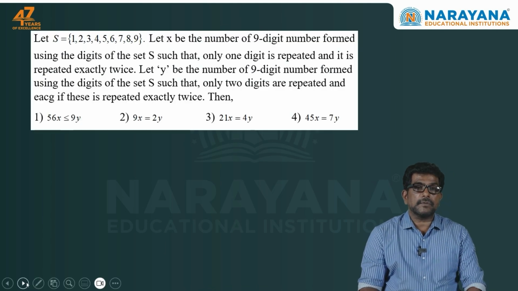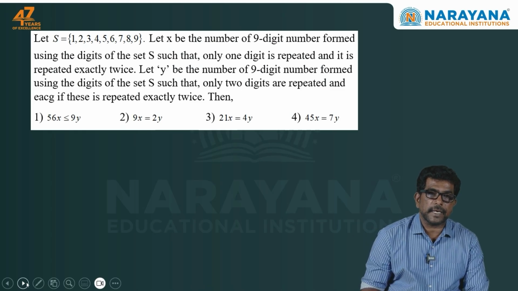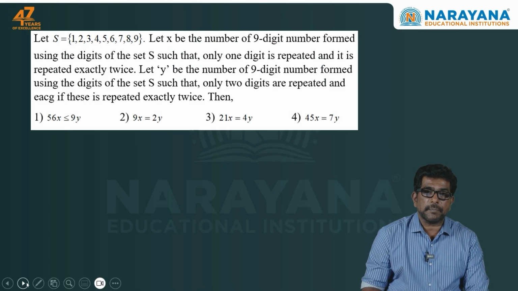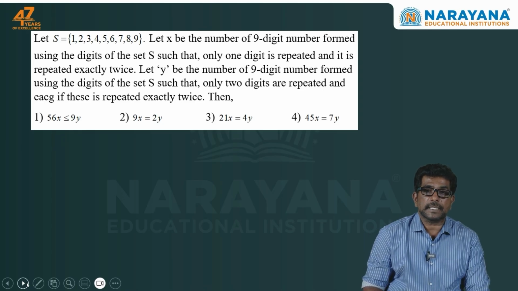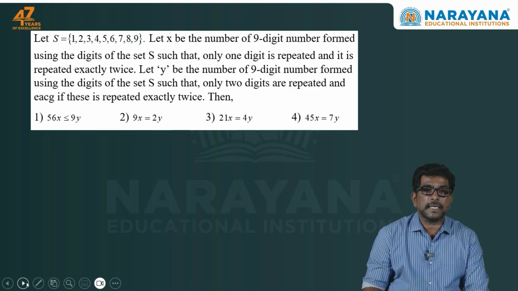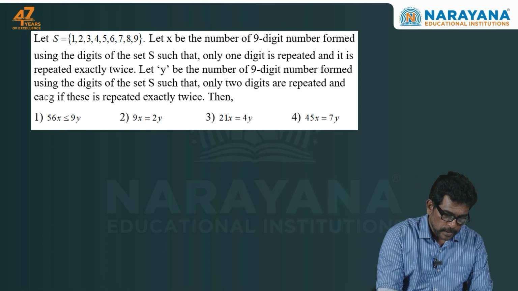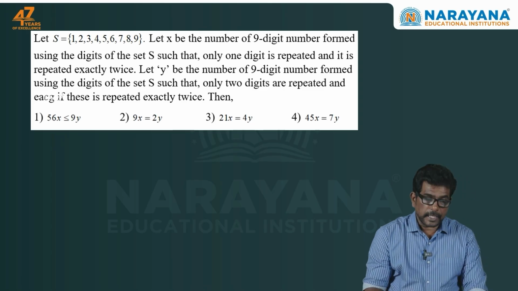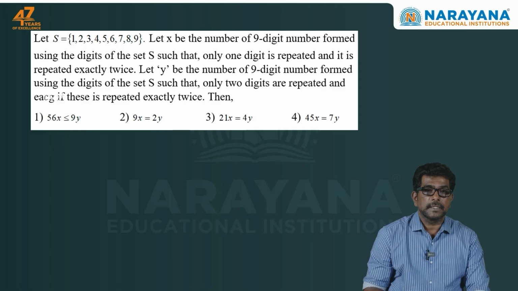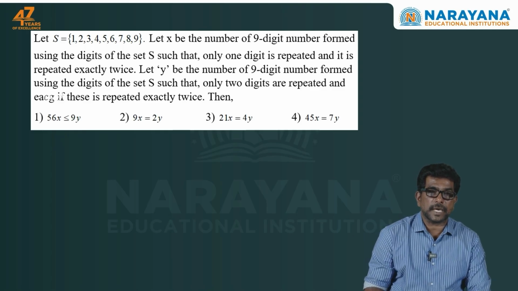Let S is equal to 1, 2, 3, 4, 5, 6, 7, 8, 9. Let small x be the number of 9-digit numbers formed by using the digits of the set S such that only one digit is repeated and it is repeated exactly twice. Let y be the number of 9-digit numbers formed by using the digits of the set S such that only 2 digits are repeated and each of these repeated exactly twice. Then the relationship between x and y they are asking.